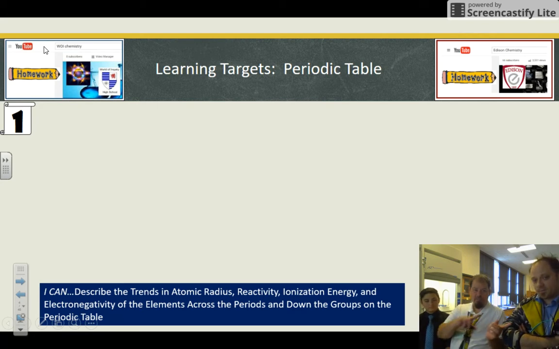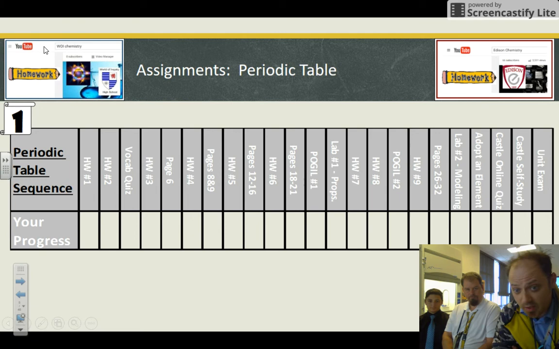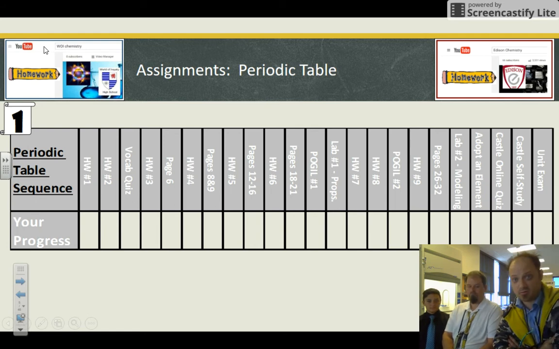What happens as they go across? What happens as they go down? And why? What are these trends? Four big words: atomic radius, reactivity, ionization energy, and electronegativity. So what they are and their trends. There's a list of our unit's assignments in the sequence that we suggest you do them in. Aside from maybe one or two page numbers not lining up, the whole pattern follows this: watch a lecture once or twice, take your notes, do the practice, move on.